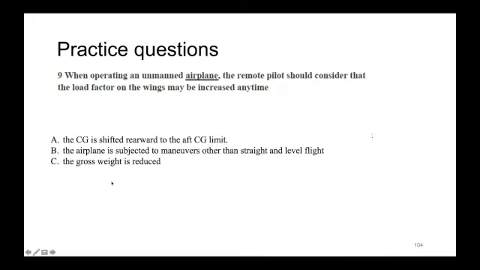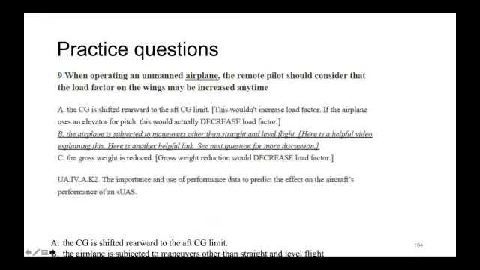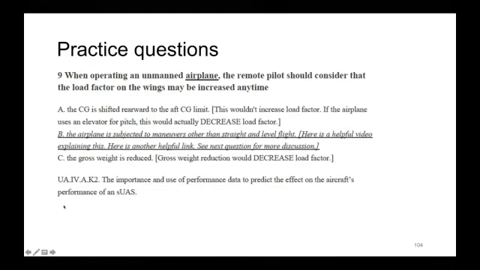When operating an unmanned aircraft, the remote pilot should consider the load factors on the wings may be increased anytime what happens? A. The center of gravity is shifted rearwards. B. The airplane is subject to maneuvers other than a straight line or level flight. C. The gross weight is being reduced. A, B, or C? The correct answer is B. The airplane is subject to maneuvers other than straight and level flight. So if you have a straight and level flight, there is no load factor on the wings. Once you start making that turn, those G-forces happen, and that starts putting force on the wings.